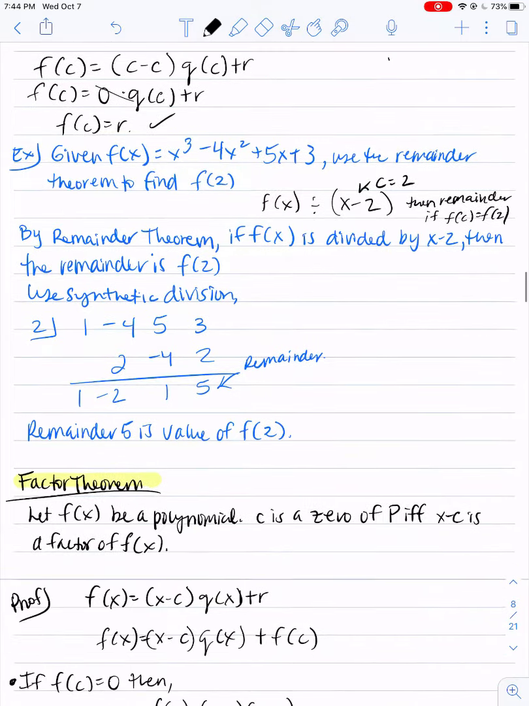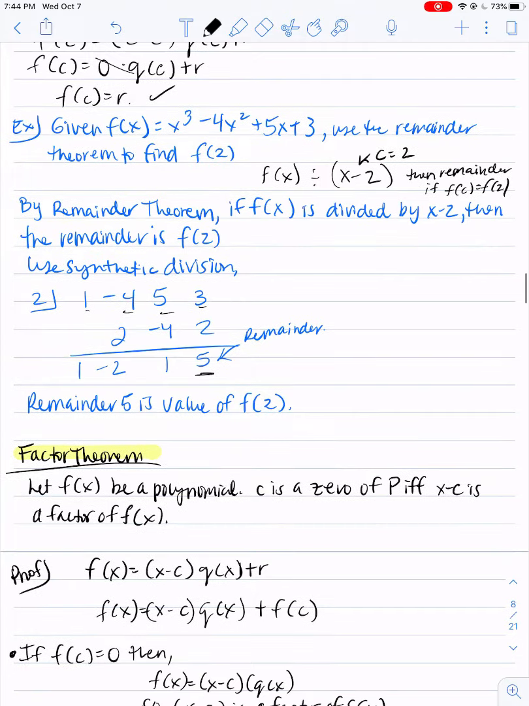Alright, so go ahead and use synthetic division. So we have 2, and then we have all of our coefficients here, and we go through it, and then we get 1, negative 2, 1, and 5. So the remainder is 5, so that's our value of f of 2.